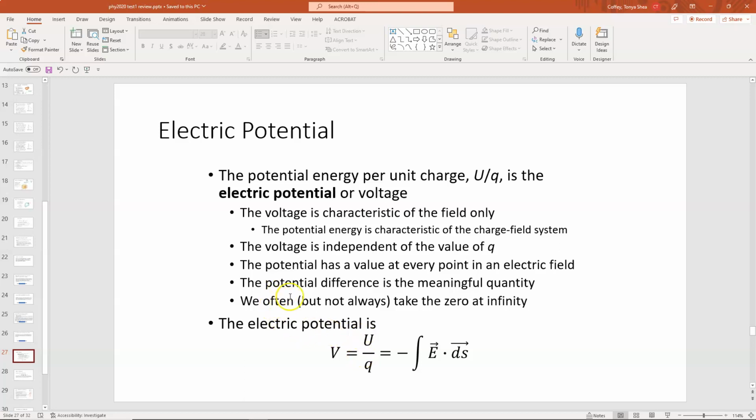Oftentimes for point charges, for example, the reference point is set at R going to infinity, because remember the potential energy for a pair of charges is K Q1 Q2 over R. So if the charges are infinitely far apart, then that's a potential energy of 0. So infinity is our 0 point. Now, when you get into circuits, that's not necessarily the case. You might force a 0 by connecting something to ground, and in that case, your potential at that point would be 0 right at the ground.